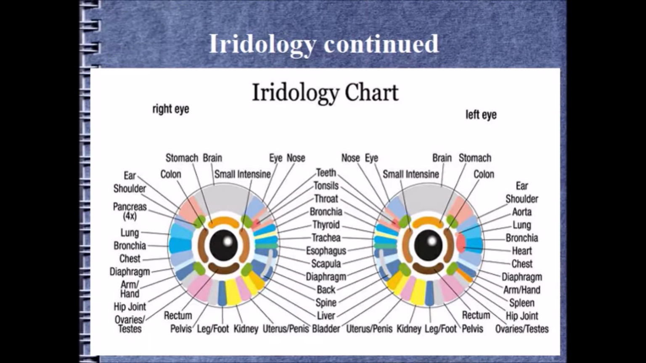Here's the last iridology slide that I have. You can see it a lot better now. You can see all the organs in the body are associated with certain parts of the eye, and you can actually make a diagnosis of someone's ailment or disease or pathology just by looking at their eye.